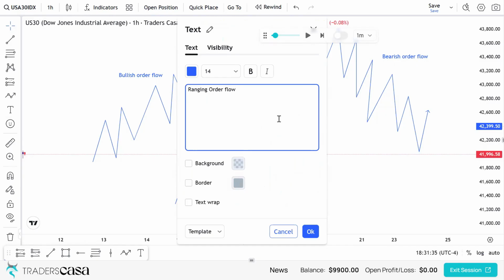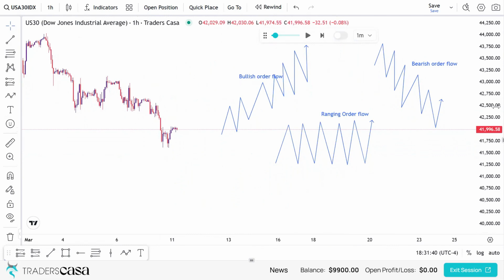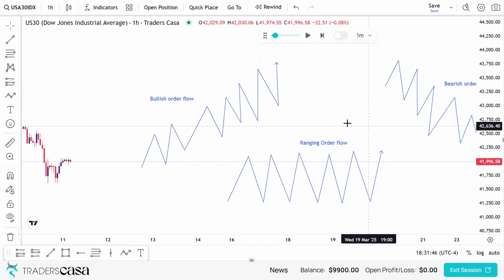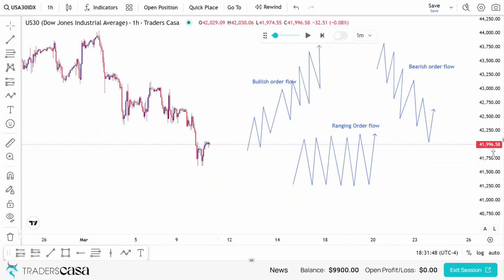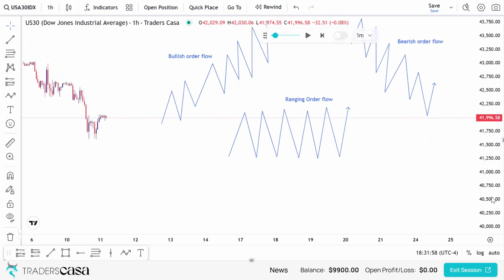So basically what you want to be doing is buying when we are in a bullish order flow. You want to be selling when you're in a bearish order flow. And you also want to either buy or sell depending on if the market is currently at resistance or support in a ranging order flow.